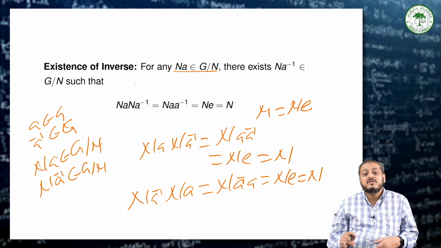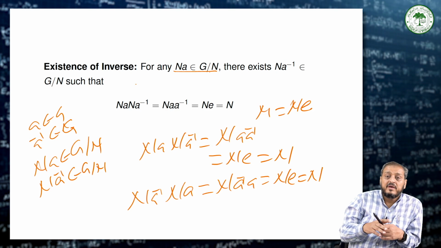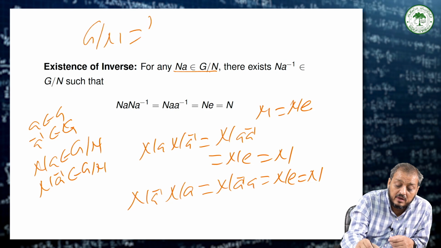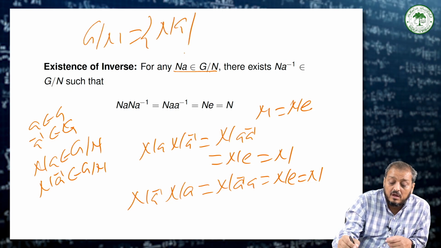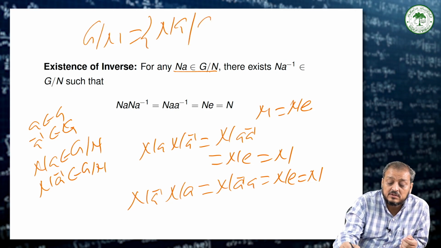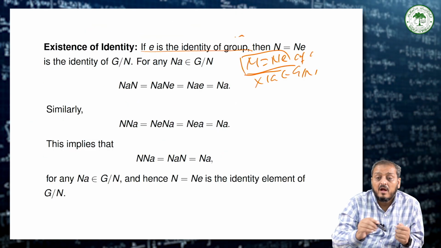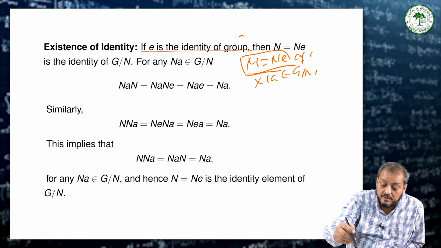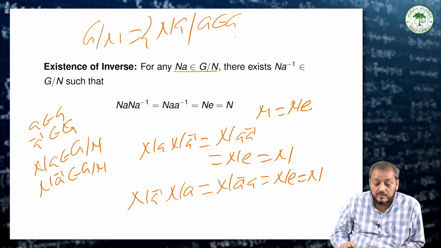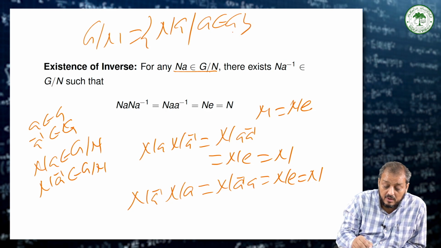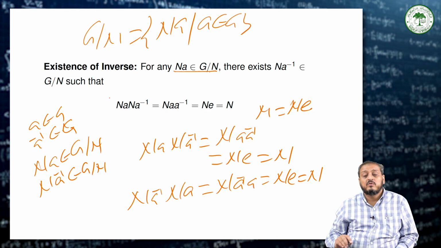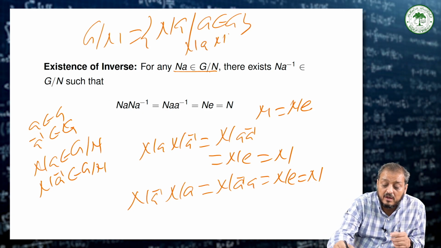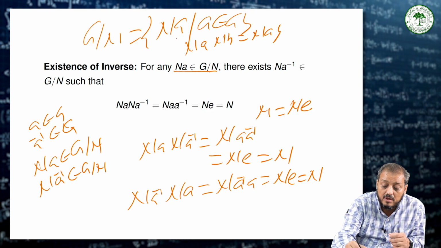So we have to show that the collection G by N, the collection of all the right cosets of elements of G, forms a group under the operation we have to define in the form of N of A. We have to define the operation Na Nb is equal to N of AB.